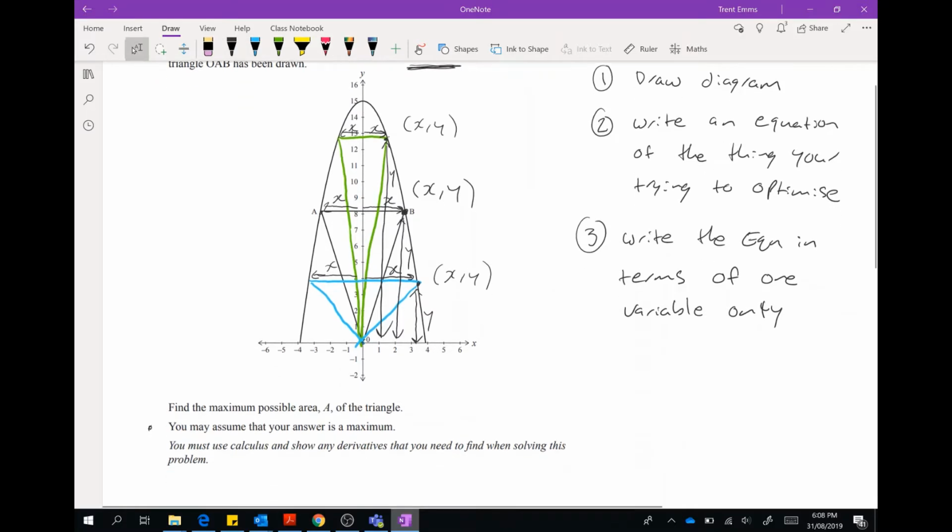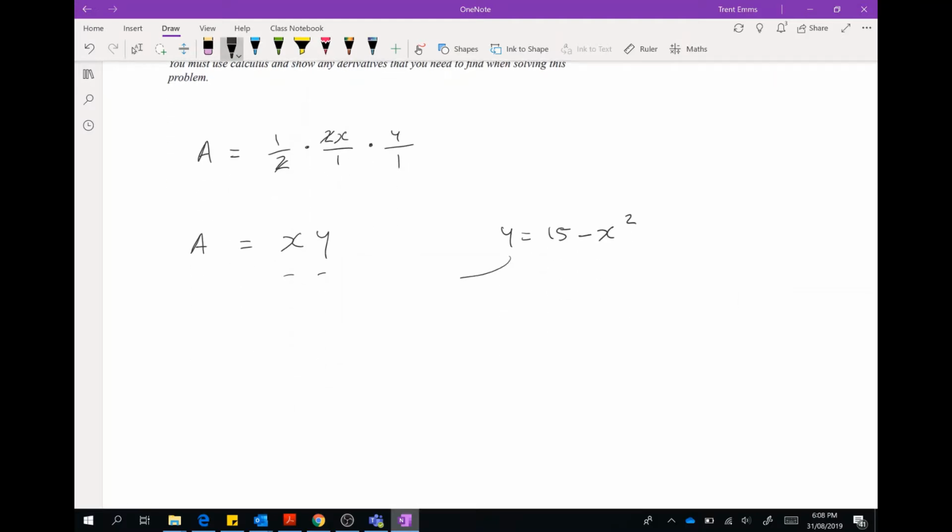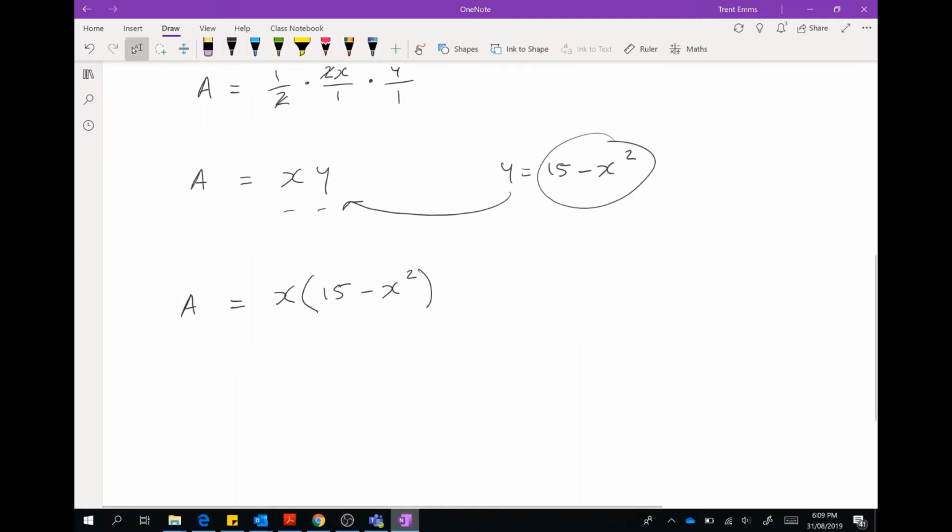That's our connecting equation. y equals 15 minus x squared, and we can plug that y into here as 15 minus x squared. So the area of the triangle is x multiplied by, and y is 15 minus x squared. We could use a product rule to differentiate this at this point, but it'd be easier just to expand it and then differentiate. So x times 15 is 15x, and x times negative x squared will give me negative x cubed.